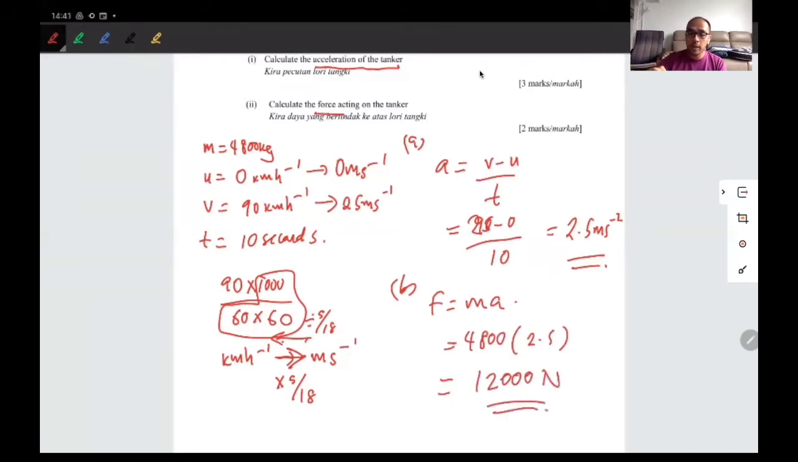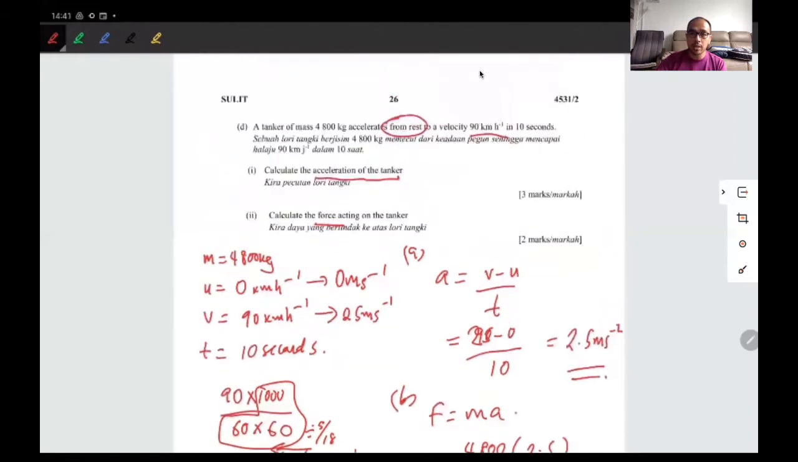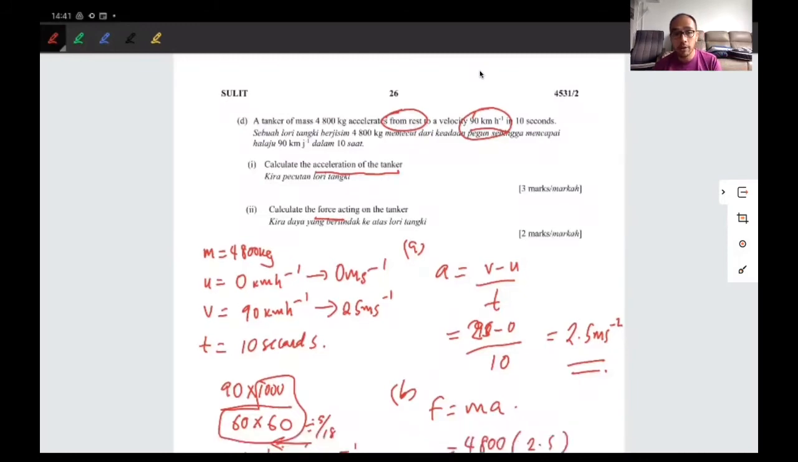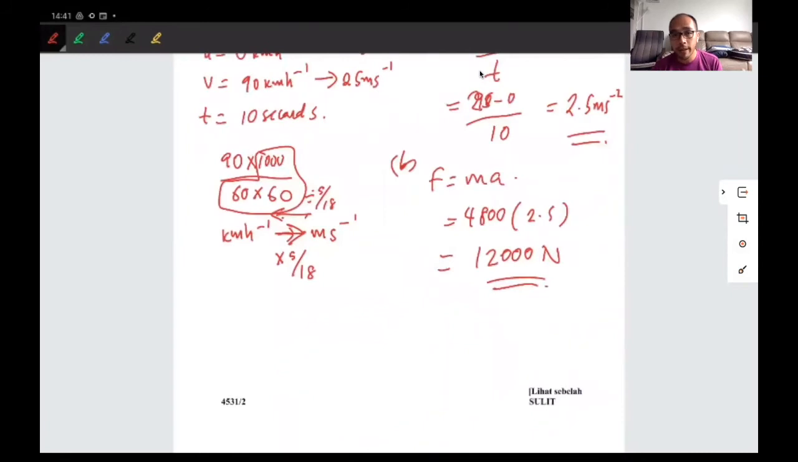So the difficult part about this question is not so much that it is difficult, but that you are given the velocity in 90 kilometers per hour. So when you have 90 kilometers per hour, make sure you change it to meters per second. How do you change it? Multiply by 5/18. How are you going to remember this 5/18? I don't know, somebody's birthday is on the 18th of May. If you can remember somebody's birthday, that's how you remember this.